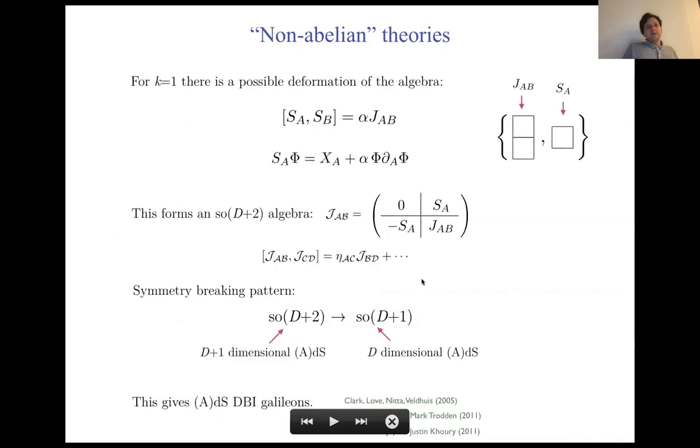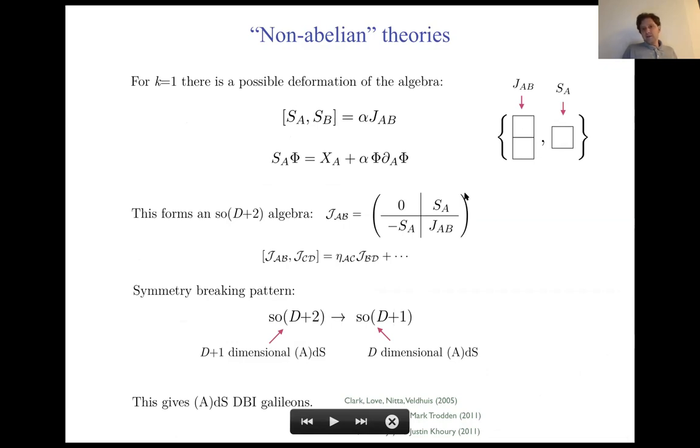So in the non-abelian case, for k equals 1, there's this possible deformation. The algebra looks like this, and the shift symmetry that realizes the algebra looks like this. In terms of the space of generators, we have the AdS isometries themselves, which are parameterized by an antisymmetric tensor, and then we have the shift symmetries, which are parameterized by a vector in embedding space.